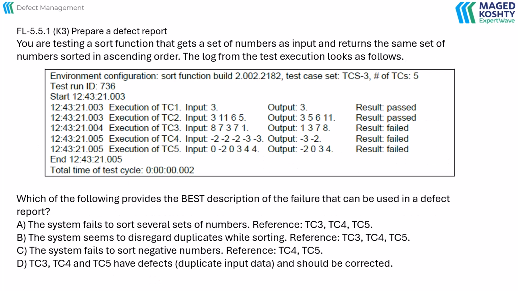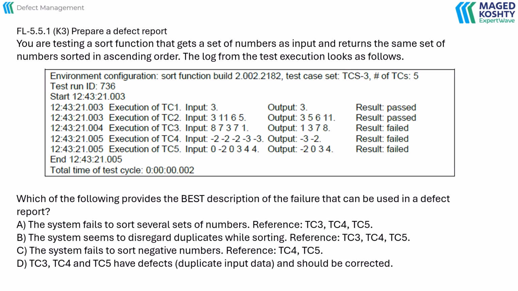Q2. You are testing a sort function that gets a set of numbers as input and returns the same set of numbers sorted in ascending order. The log from the test execution looks as follows. Which of the following provides the best description of the failure that can be used in a defect report? Well, we need your tester's sharp eye for this one. If you look at the inputs and outputs of running each test case, you'll notice that there is a problem with sorting duplicate numbers. Such observation would be useful for the developer to know.